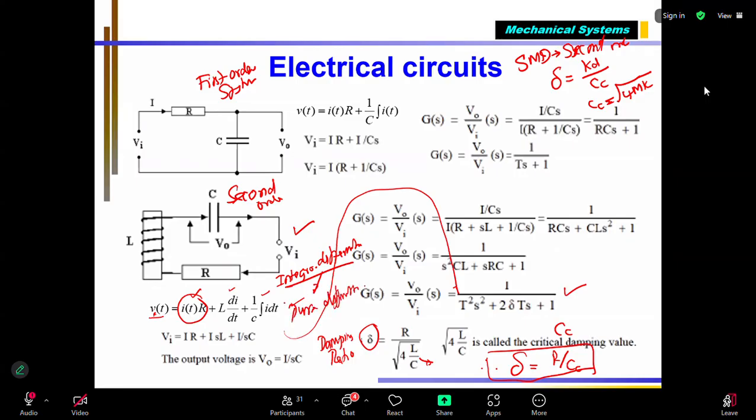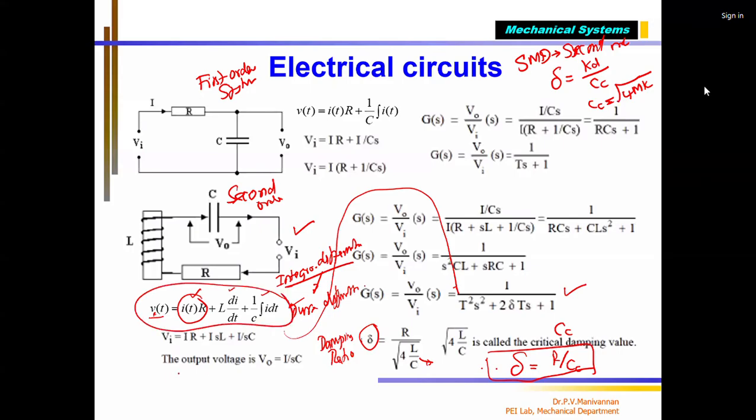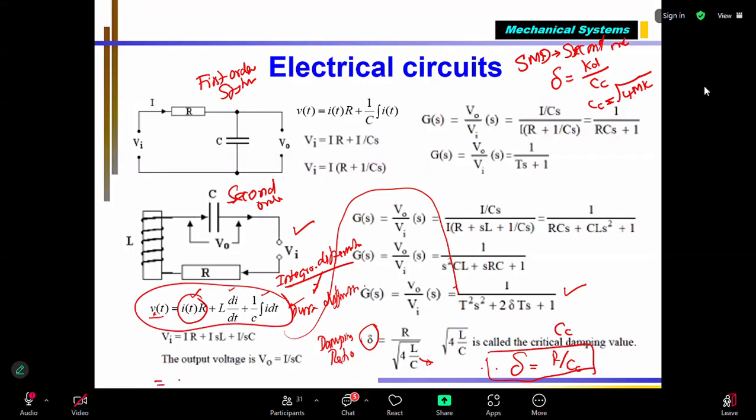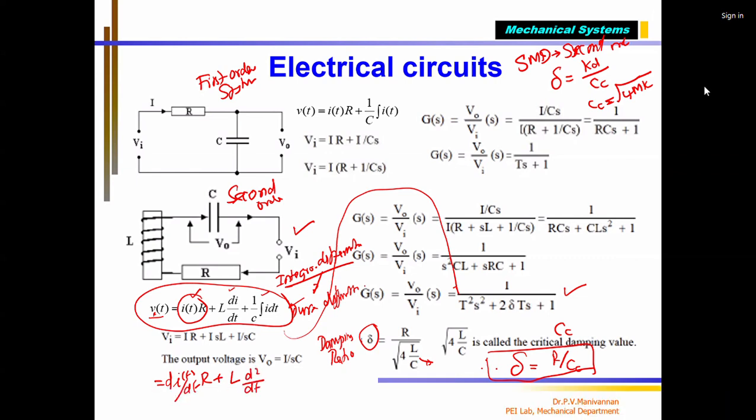How will you do that? Do a one-time differentiation. If you do one-time differentiation, what you will get is, the i of t will become di by dt into R plus L into d square i by dt square plus 1 by C into i of t. This is what this one. Now, the highest term in this is d square by dt square. The next term is d by dt. The last one is just the algebraic term. So the integro-differential equation is converted into a pure differential equation, a pure differential equation of second order.